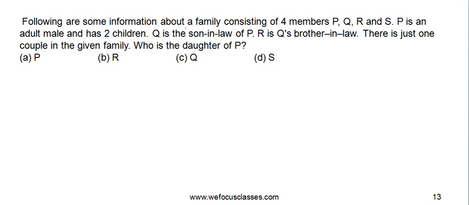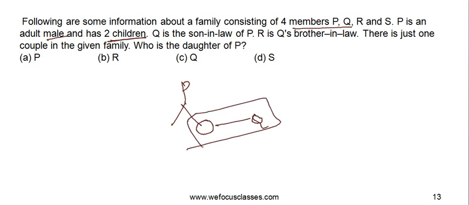So following are some information about the family consisting of 4 members, P, Q, R and S. P is an adult male and has 2 children. So there is a person P is an adult male, he is having 2 children, we don't know who the children are. Q is the son-in-law of P. So Q is the son-in-law means P has a daughter and the daughter's husband is Q. So these 2 persons are married, but we don't know who is this daughter.